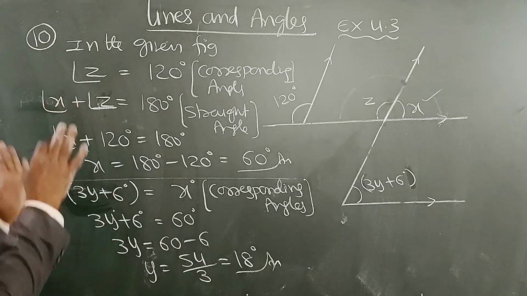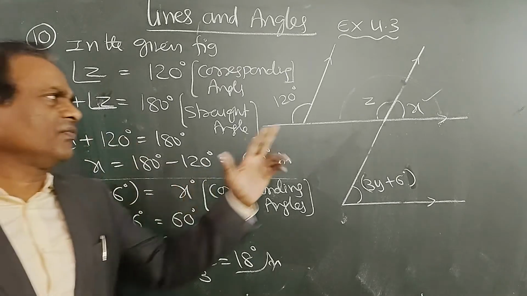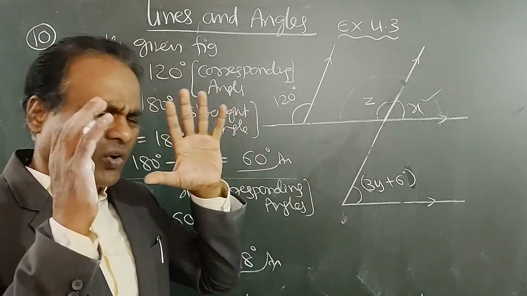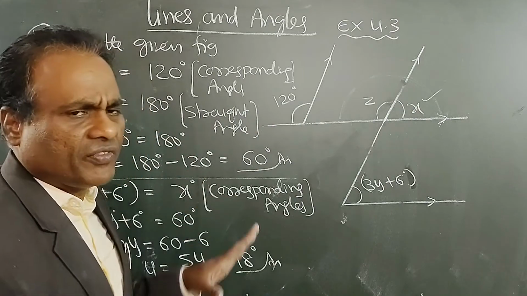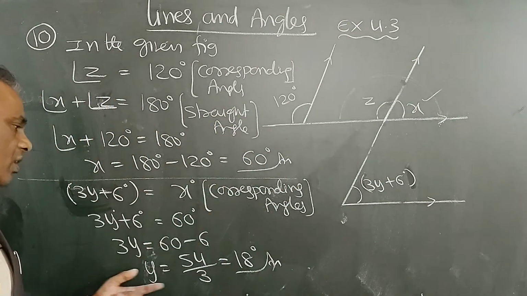Different methods, not only this method, you can apply various methods to solve. If you have the complete knowledge of what the corresponding angles are, what the alternate angles are, like that, then any method we can apply to find the unknown values. Simple, I got x and I got y.